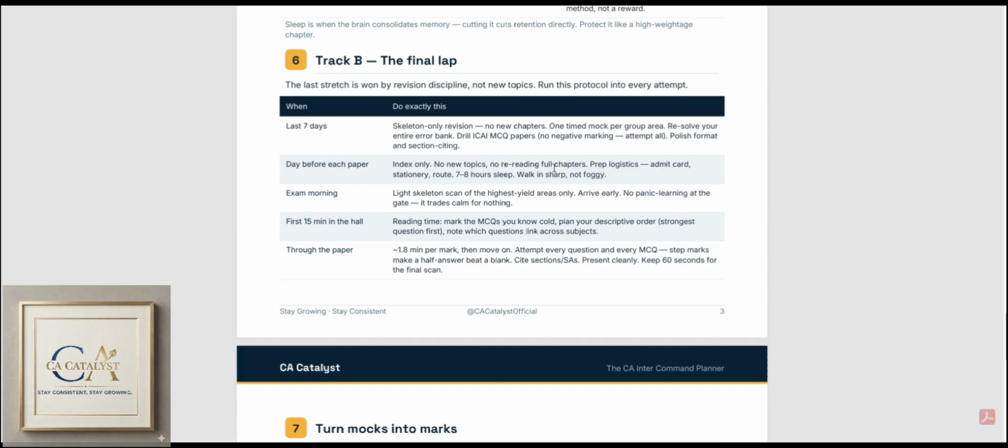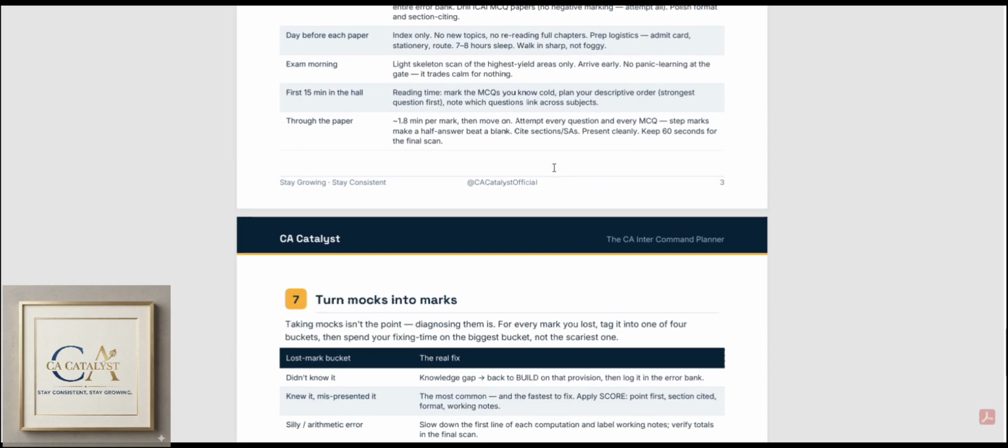Step marks would be there, as I said. Make a half answer beat a blank. If you go for a blank, you will not get any mark, 0. Write a half answer with the cited section and the format, presented in a very clean manner. Keep 60 seconds for the final scan. For each question, topic, or adjustment that you write, just do a 60-second scan of what you have written, that's it, and move ahead.